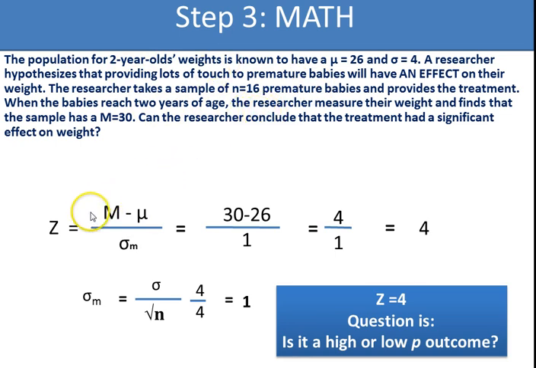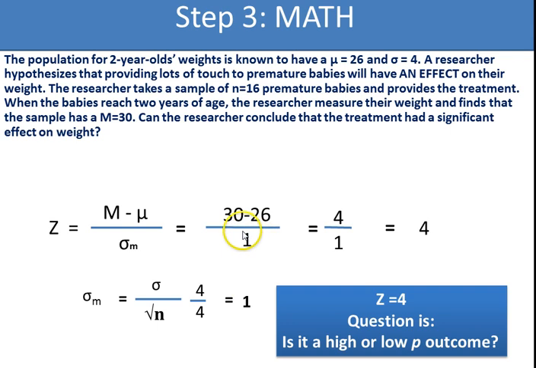And so you can see that the sample mean is 30, the population mean is 26, the standard deviation is 4, and our sample size n is 16. There's one sample but 16 babies in the sample. So if we divide the standard deviation of 4 by the square root of 16, we would get a standard error of 1, as you see calculated here.